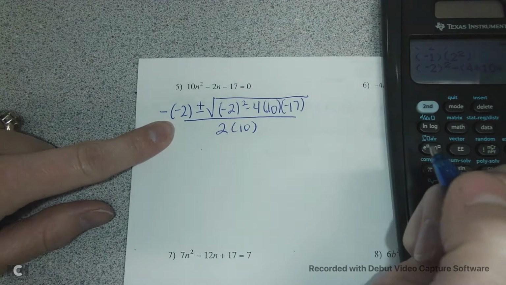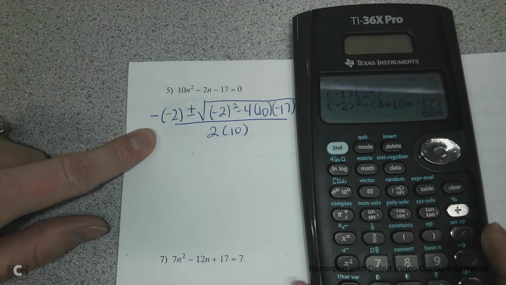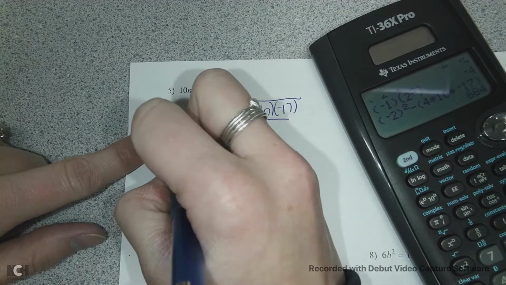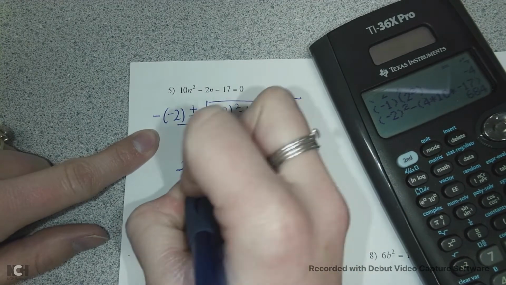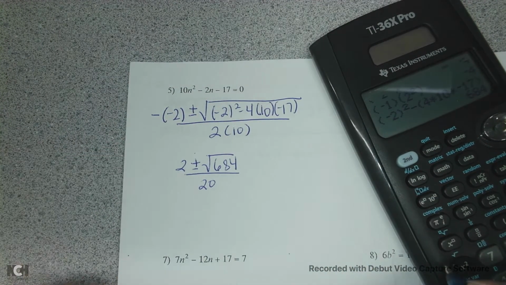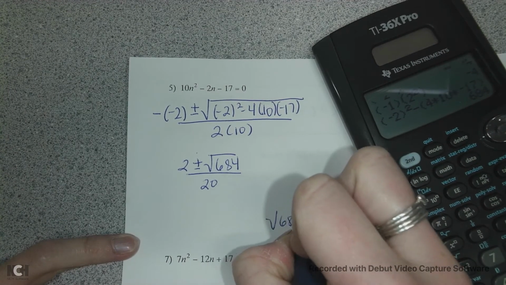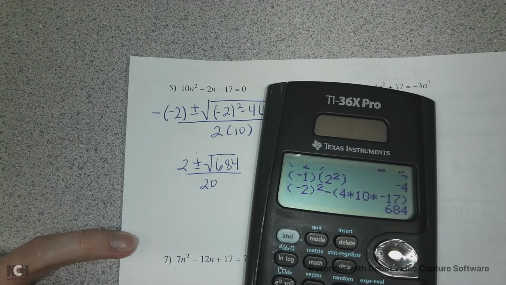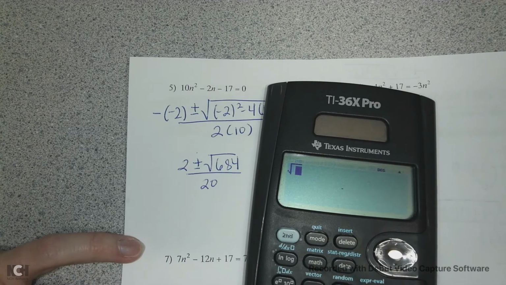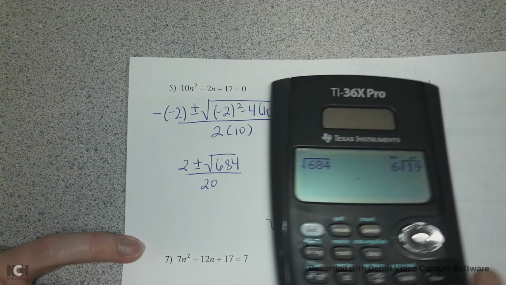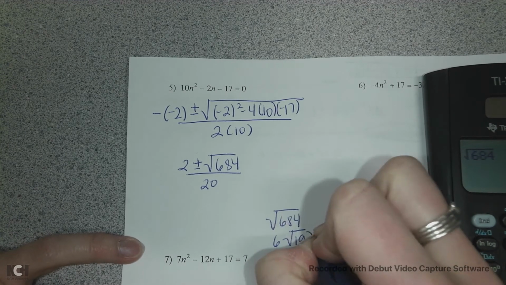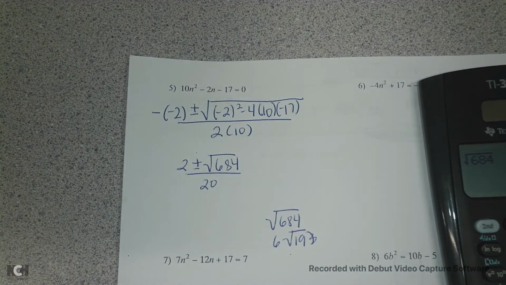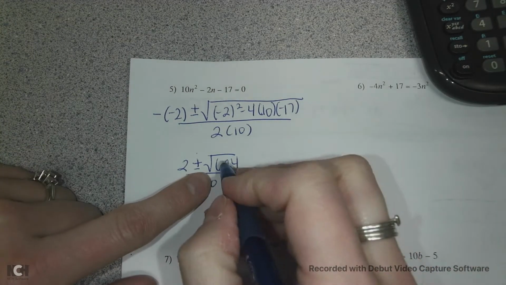And then 2 negatives make them positive here. So we've got 2 plus or minus the square root of 684 over 20. So now we're going to reduce 684. Okay, so 684 reduces to 6 root 19. Oops, I don't know why I put a parenthesis there. So that's the same thing as this.